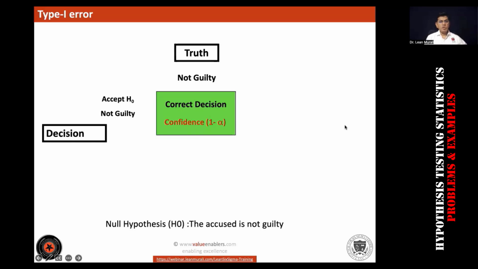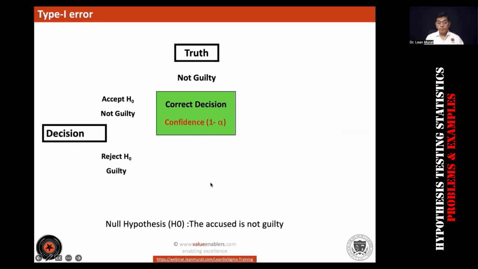This is the correct decision because we all know there is an ultimate truth, right? I mean, we don't know, but there is an ultimate truth, whether he has done the crime or not done the crime. Okay, but through evidence they are proving it, and they have proved that he is not guilty. That's a correct decision.